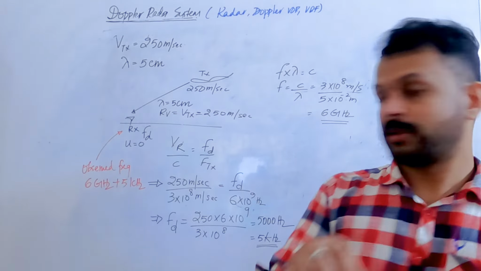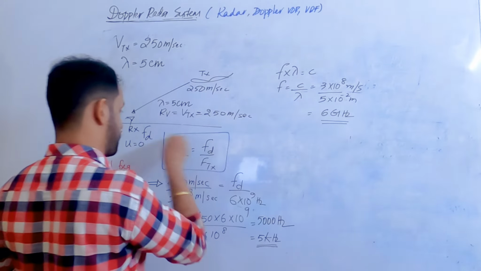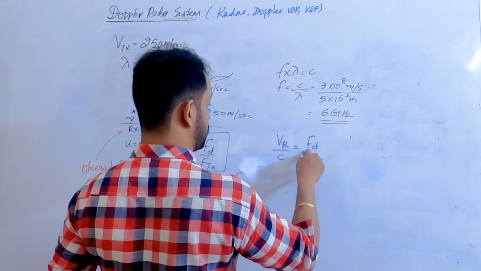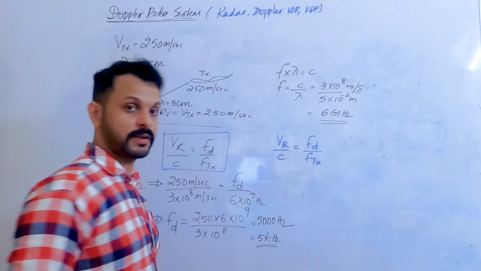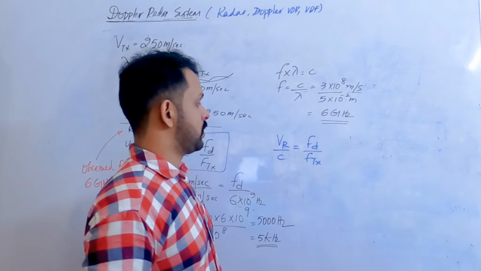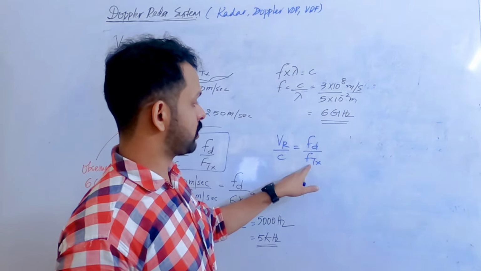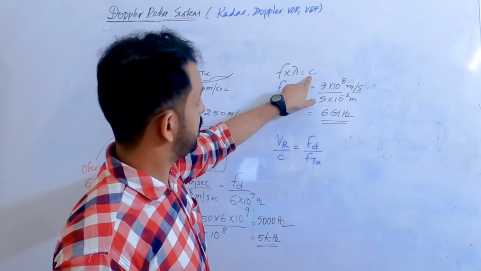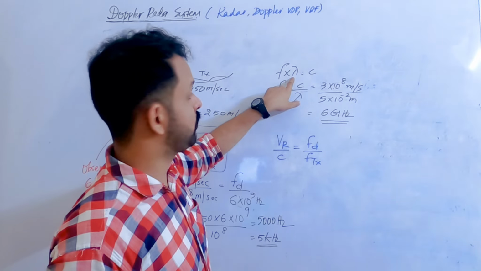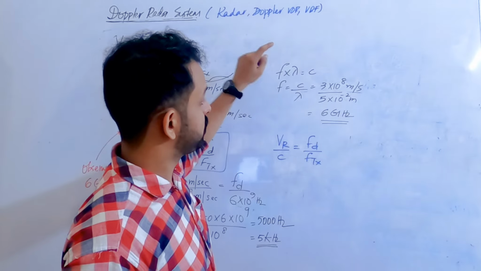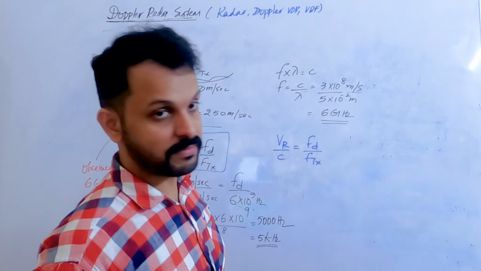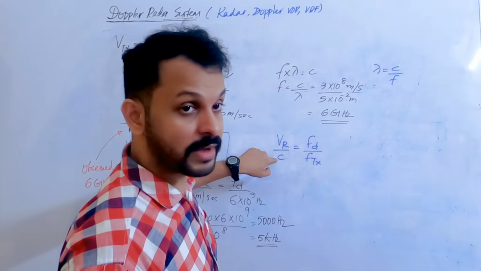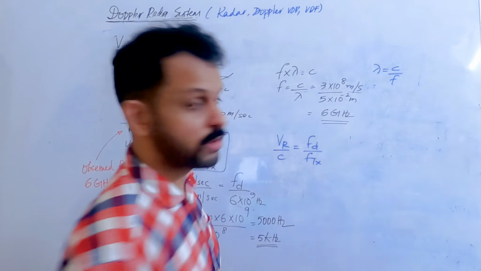So look at the equation which we have used: relative velocity divided by speed of light is equal to frequency shift by frequency of the transmitter. What do these two factors, speed of light and frequency of transmission, give you? The speed of light and frequency of transmission automatically give you the wavelength. Wavelength is equal to speed of light divided by frequency of transmission. If I take the speed of light all the way across here, then I can form that equation for wavelength.